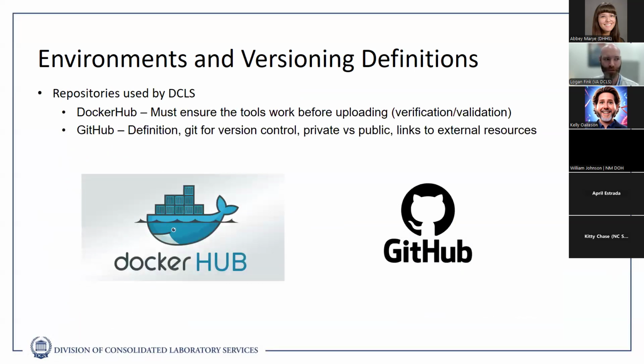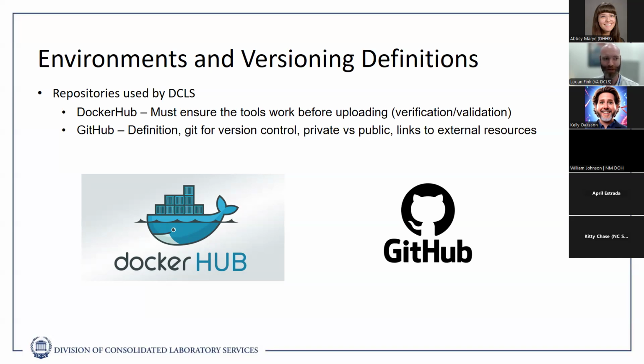And then, of course, the repositories in use at DCLS. So typically for us, we're contributing to Docker Hub and GitHub. And so for these, there are a couple of specifications. If you're submitting to Docker Hub, you have to ensure that the tool works before you upload it to Docker Hub. So that's one of our stipulations. And there has to be some sort of either verification or validation that's performed for that.